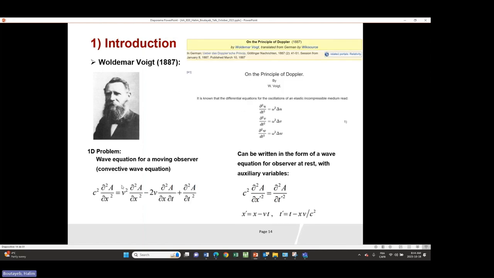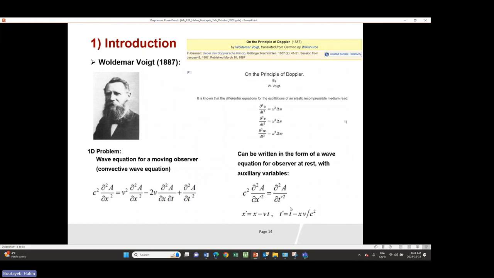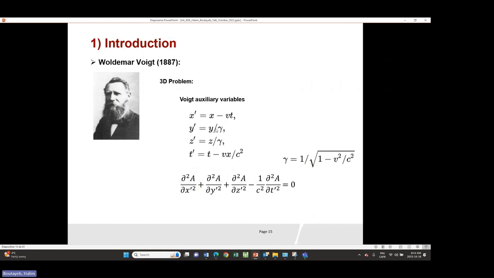This one is a 1D problem, so you have only X. For the 3D problem, you will have X, Y, and Z, and then the auxiliary variables that Voigt has to use for the 3D problem are X prime equal X minus VT, Y prime equal Y over gamma, Z prime equal Z over gamma, and T prime equal T minus VX over C squared. So we see the same T prime here, except now we have Y prime and Z prime, and the gamma is what we see here. The gamma later on will be called the Lorentz factor, but actually Voigt derived it first in 1887. So the 3D wave equation, this one plus this one plus this one, is the same as the wave equation with a moving observer.